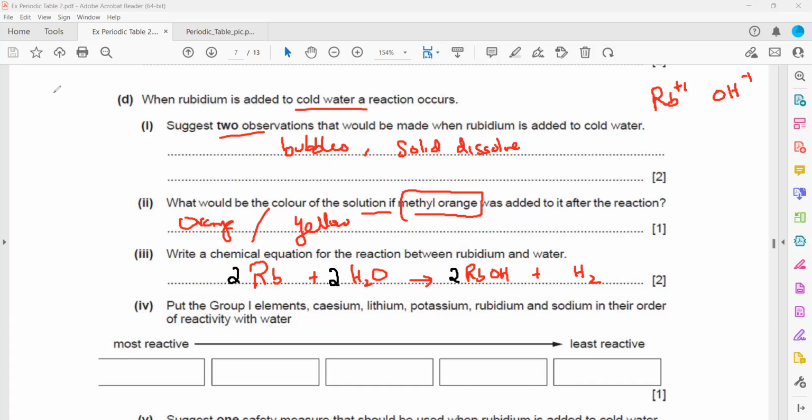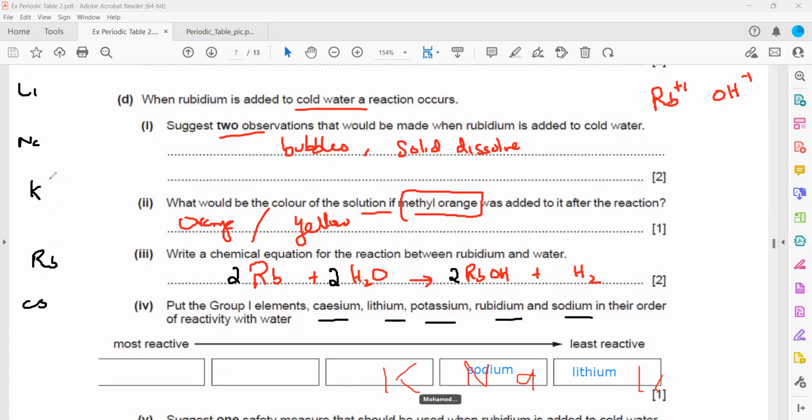So we have group 1 elements: cesium, lithium, potassium, rubidium, sodium. They are not in order. The order is lithium, sodium, potassium, rubidium, and cesium. Complete this box. Suggest the most reactive to the least reactive. As we go down, the reactivity increases. So most reactive will be cesium, then rubidium, then potassium, sodium, and lithium.